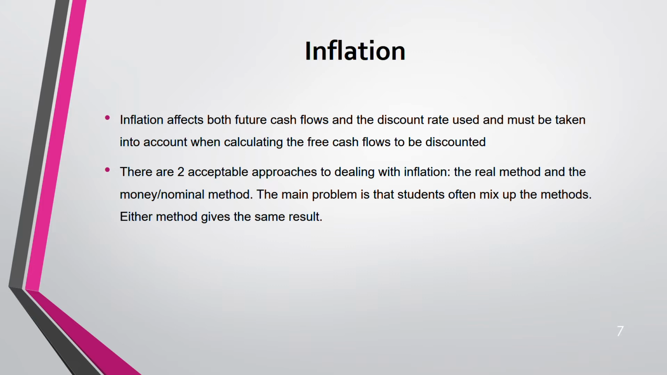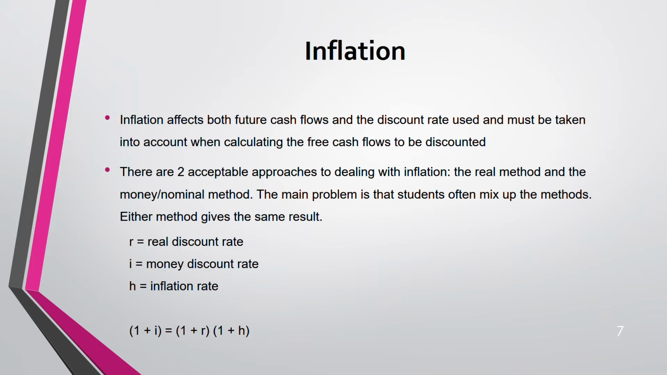But in your AFM, they have never asked the real method. They have always asked the nominal method. That means inflation is always there, you always have to inflate. I've never seen a question where they have given inflation and you don't have to inflate, or where no inflation was there. I would say the nominal method is the method that is going to come. But know that there are two methods. Real means no inflation. Nominal or money means inflation. So inflate your cash flow. This is the method.